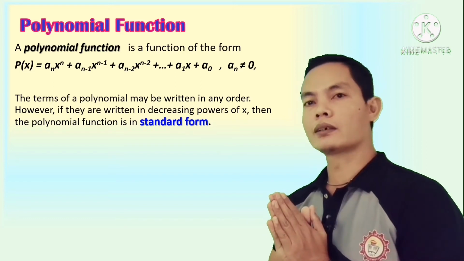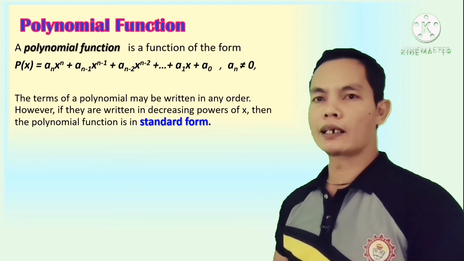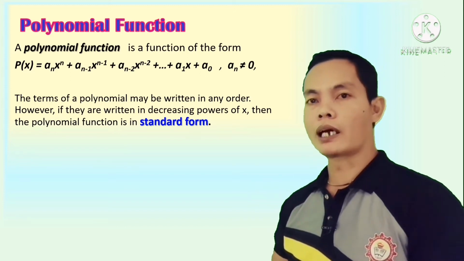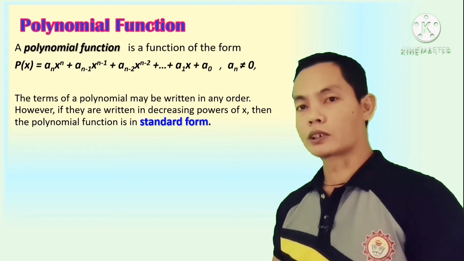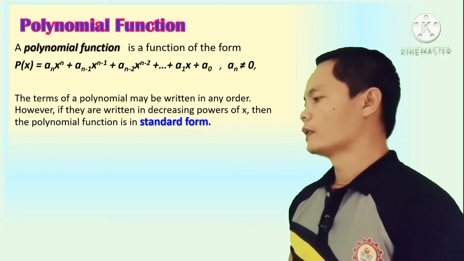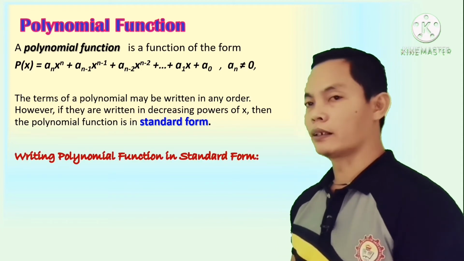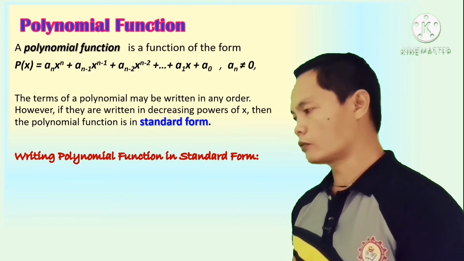Tatandaan po natin, before tayo magkakaroon ng simplification, kailangan naka-arrange mo na siya from the highest exponent going down to the constant term if possible, or maybe the least term. Writing polynomial function in standard form. So, paano natin siya isusulat into standard form?